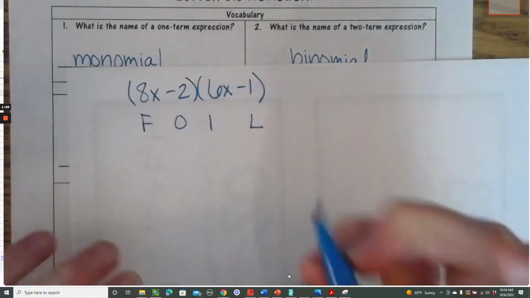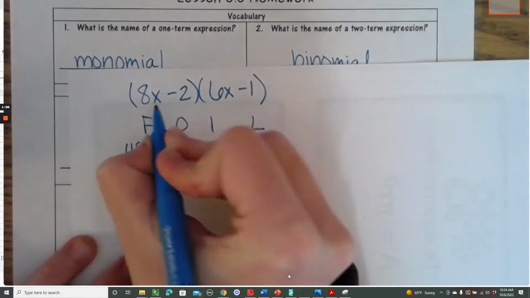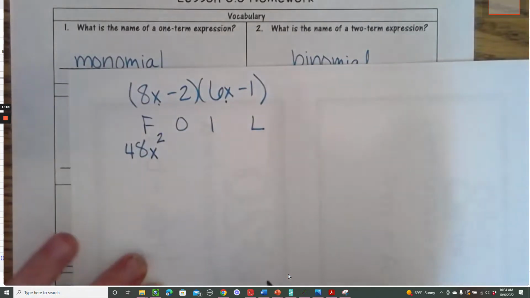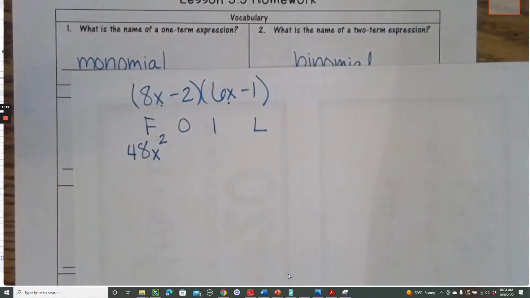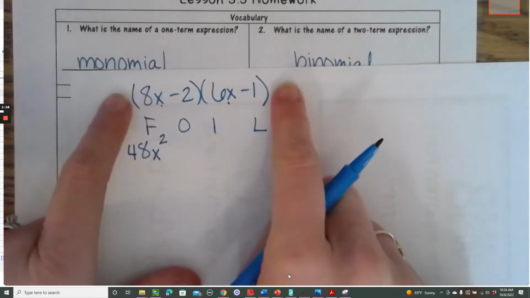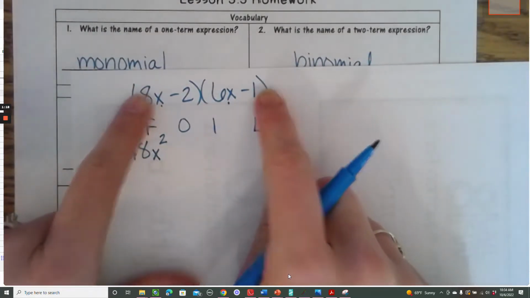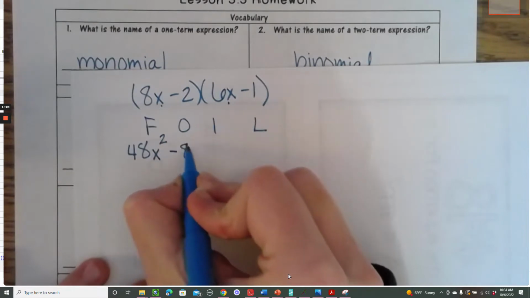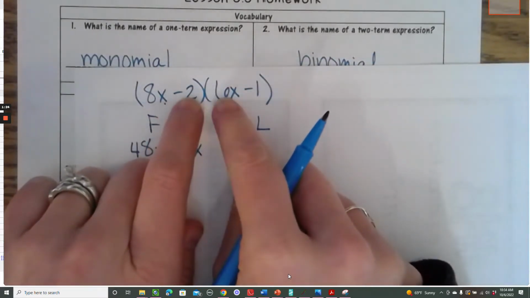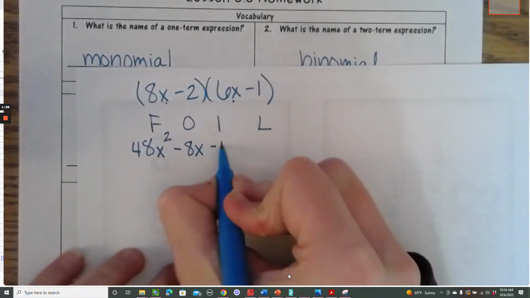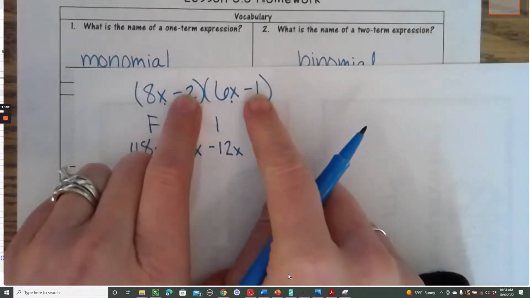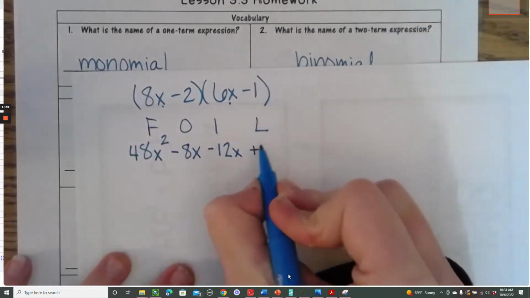The first terms: 8x times 6x. 8 times 6 is 48. X times x is x squared. Outside terms: 8x times -1, negative 8x. Inside terms: -2 times 6x, negative 12x. And then the last terms: -2 times -1 is a positive.